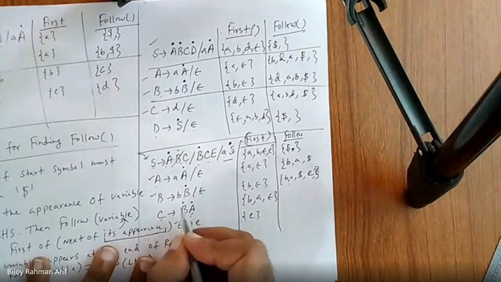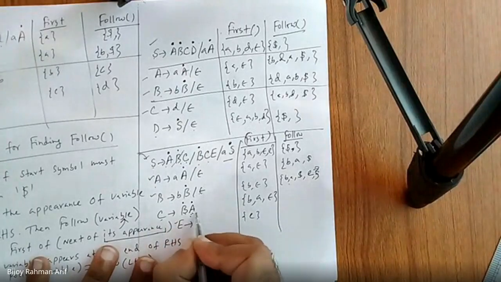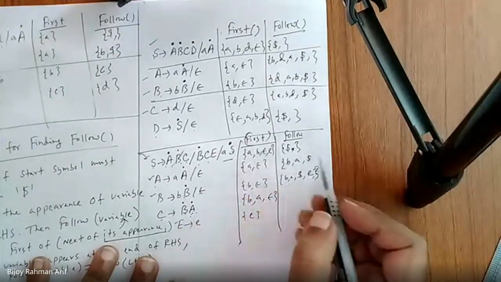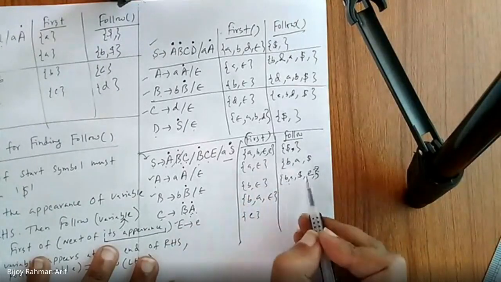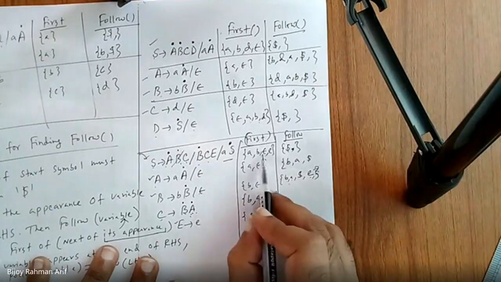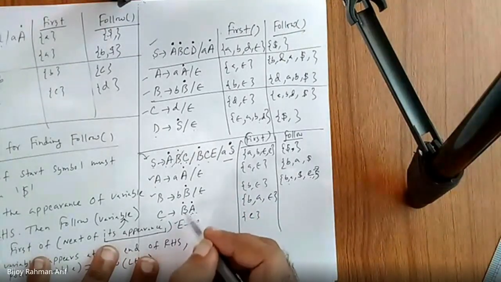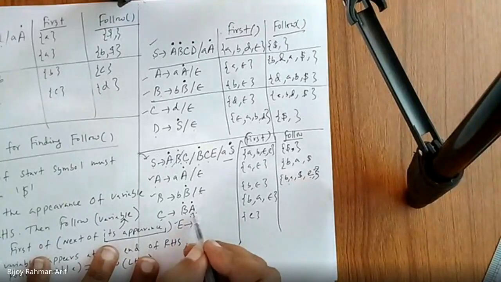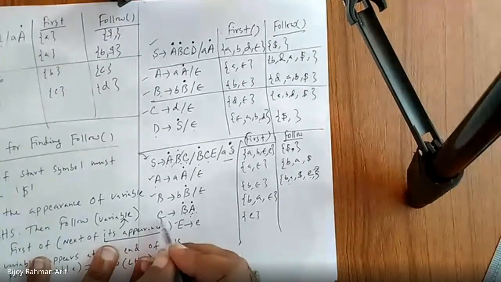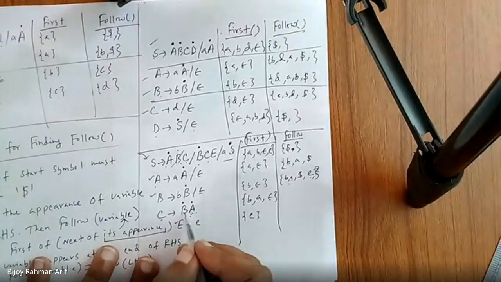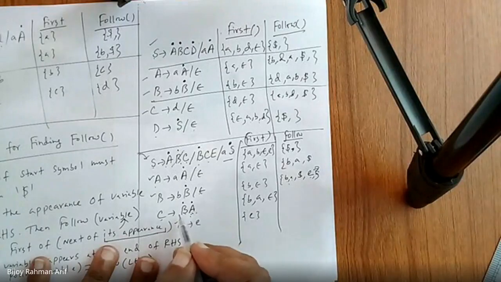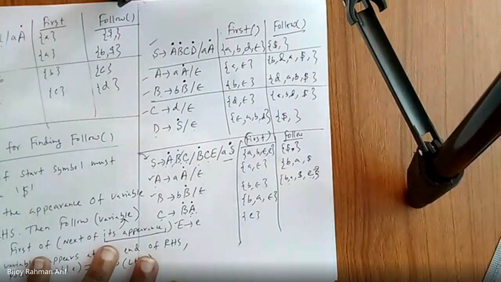Here B also appears. So follow B is nothing but first of A. What is first of A? First of A is A, B, epsilon. We are done. If you put epsilon here, then what happened? Nothing is there, but A appears at the end. So definitely follow of B is also follow of C. Follow of B is also follow of C. So what would be follow of C? We don't know. So we have to find out.